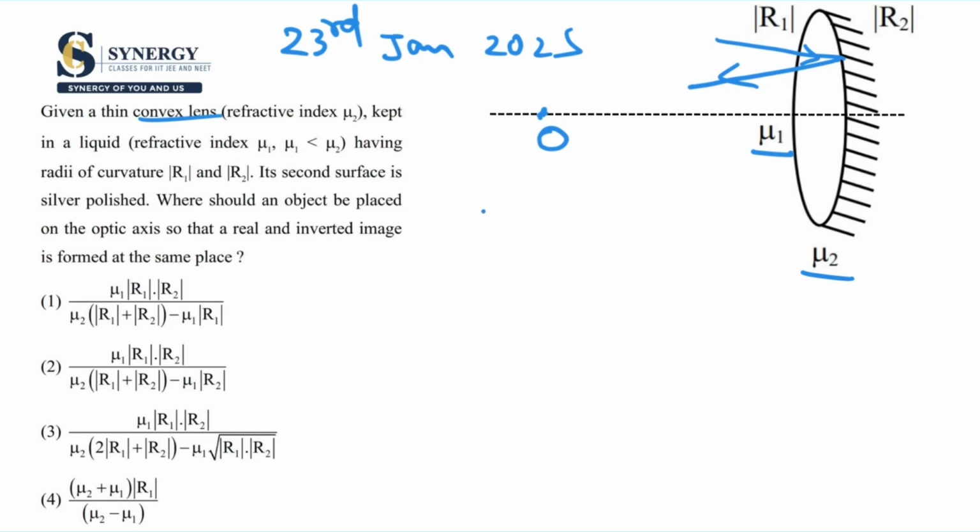So what if I put mu1 equals mu2? That is, the refractive index of the medium and the refractive index of the lens become equal. So as soon as the refractive indices become equal, this boundary goes, because when the refractive index is the same, where does the boundary come from? It means we will be left with only one surface.